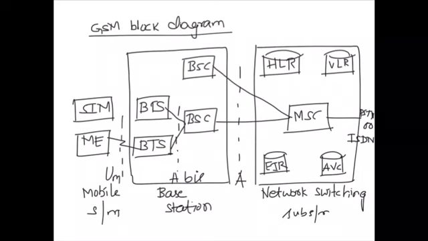The Equipment Identity Register (EIR) is the entity that decides whether a given mobile equipment may be allowed onto the network by checking its International Mobile Equipment Identity.